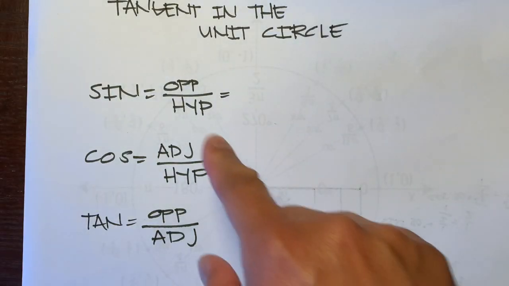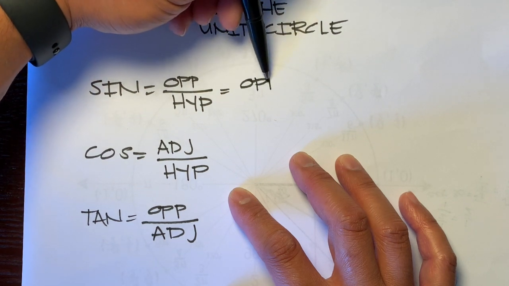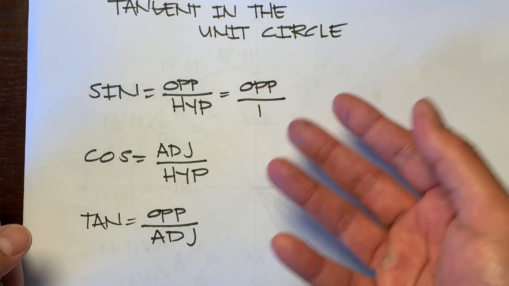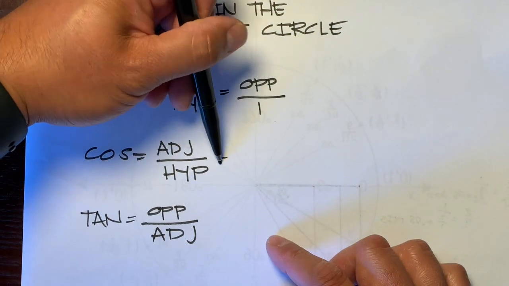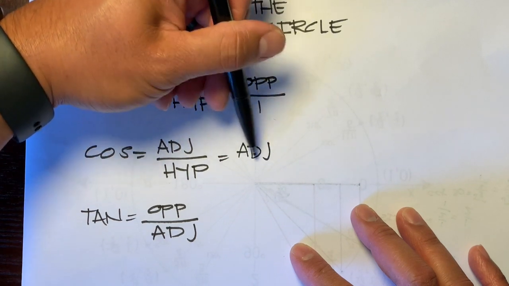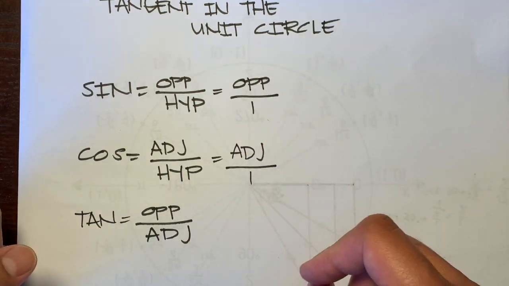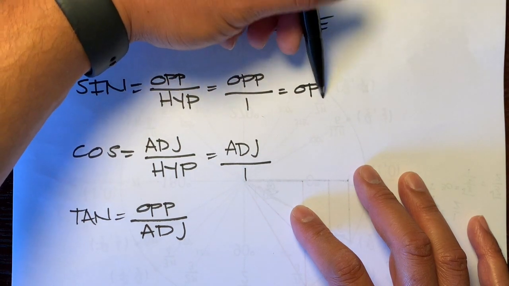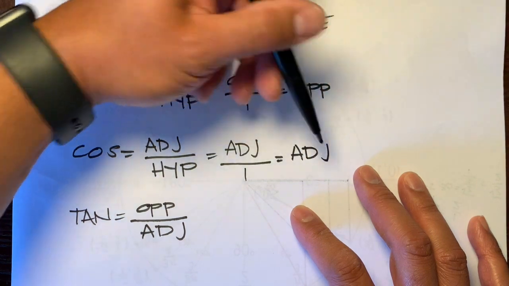So let's substitute that hypotenuse, since we know it's 1, into sine: opposite over 1. I hope you guys are following along and writing this in your notebooks. If not, press pause and put this in your notebooks. Same thing over here with cosine, adjacent over 1, because the hypotenuse is 1. Let's simplify this some more. Opposite over 1 is just opposite, and adjacent over 1 is just the adjacent.